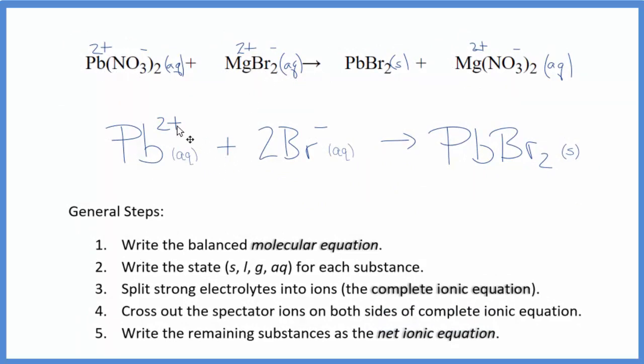You'll note that charge is balanced. We have 2 plus and then 2 times 1 minus. That's 2 minus and 2 plus. That gives us a net charge of 0 here in the reactants. This is a neutral compound, net charge of 0. If you count the atoms up, they'll be balanced as well.